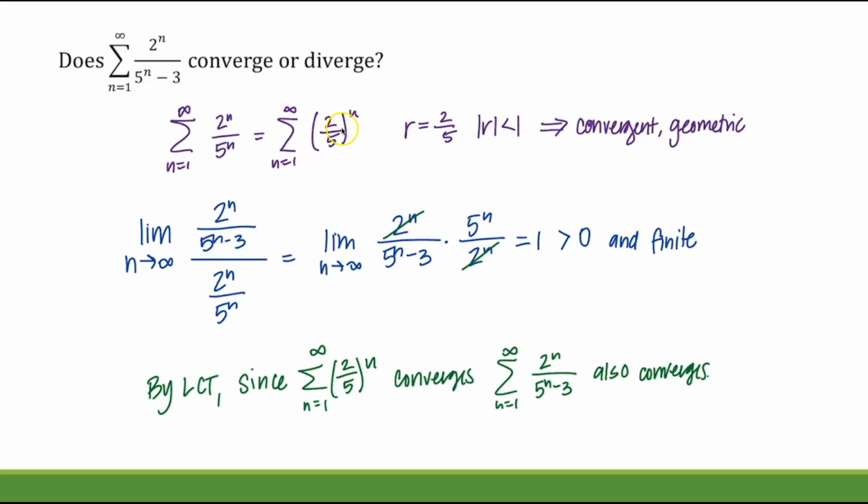If on this one you were thinking about trying the direct comparison test, unfortunately that doesn't work. If we think about 2 to the n over 5 to the n compared to 2 to the n over 5 to the n minus 3, 5 to the n is a bigger denominator, so this left side is a smaller fraction overall. And we know 2 to the n over 5 to the n as a series converges, so I have a smaller converging series, and so that is not helpful. So we cannot apply the direct comparison test here. We would move forward with the limit comparison test.